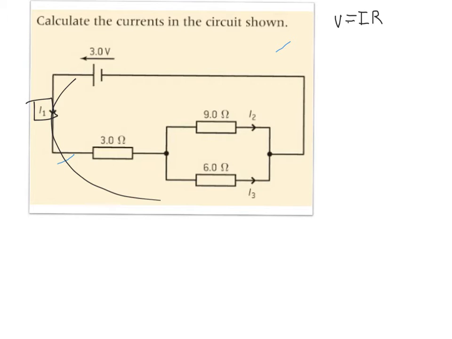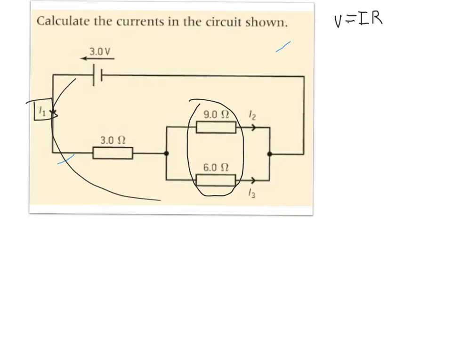So if I can find the total resistance of the circuit, then I can take the total potential of the circuit and I can calculate the total current, or the maximum current in the wire right there. Okay, so that's the first thing that I'm going to do. I'm going to calculate the total resistance of the circuit. So in order to do that, I'm going to try to put these two together.